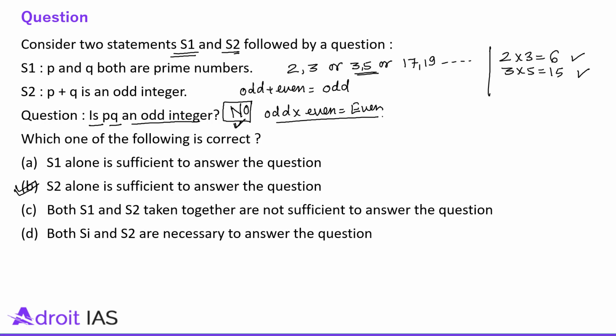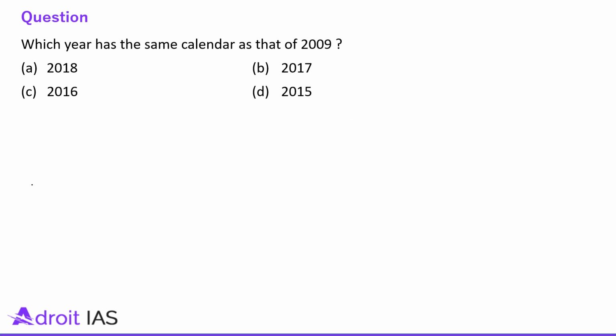All right, now let's talk about question number 2. Which year has the same calendar as that of 2009? So 2009, how many odd days are there in 2009? 1. In 2010? 1. In 2011? 1. In 2012? 2. In 2013? 1. In 2014? 1.